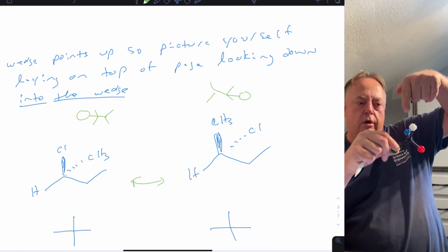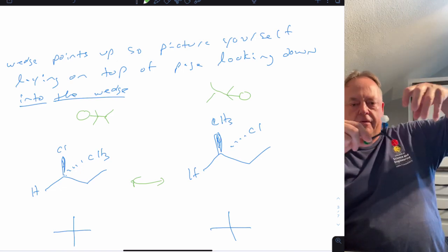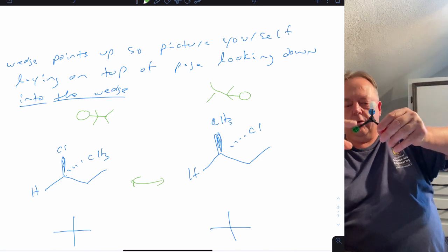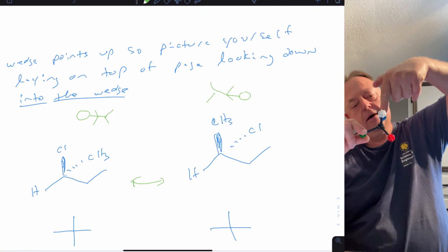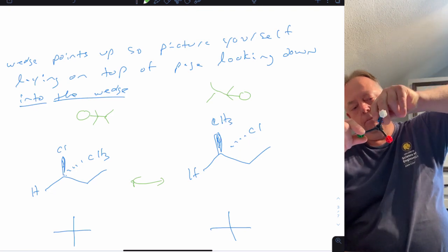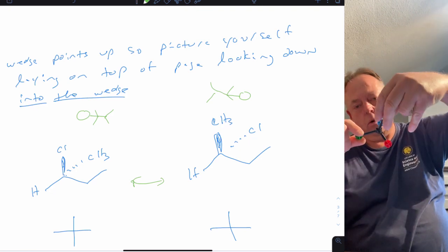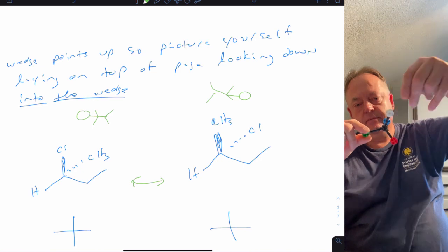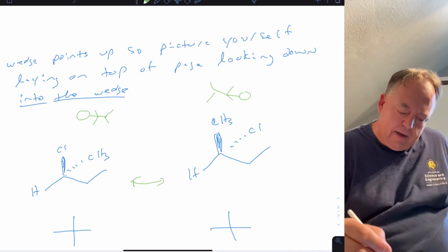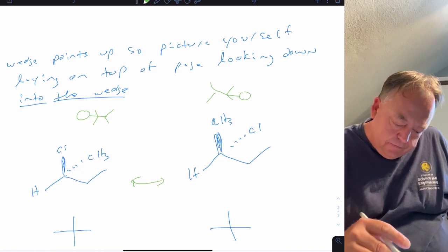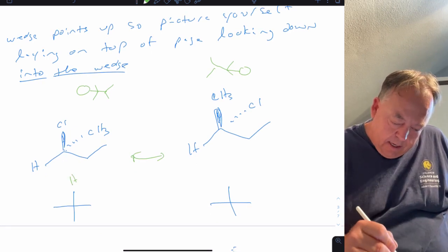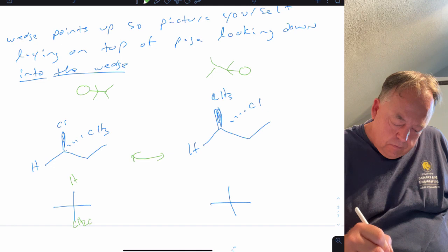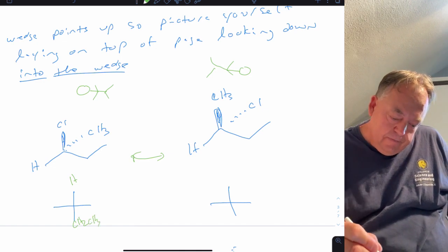But if I was over here looking down like this, and my feet were on this side instead, then the green would be towards my head, and the red would be towards my feet. And if I was laying here looking down, then the blue would be towards my right hand, and the white would be towards my left hand. Okay, so if I'm looking at it from this perspective, the hydrogen is towards my head, and the ethyl group is towards my feet.